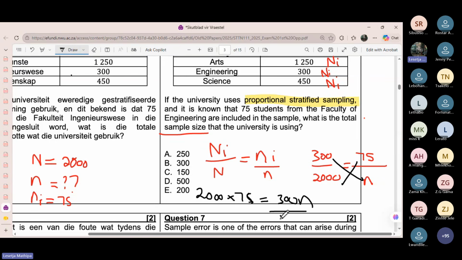Then obviously you're going to divide both sides by 300 for you to get to the value of n. 300 this side. Therefore, the value of n is equal to 500, right? Okay, 500. So therefore, now the total sample size is equal to 500. Is option D, like this. Option D. So yeah. Any questions?